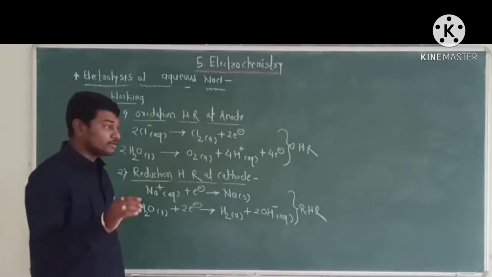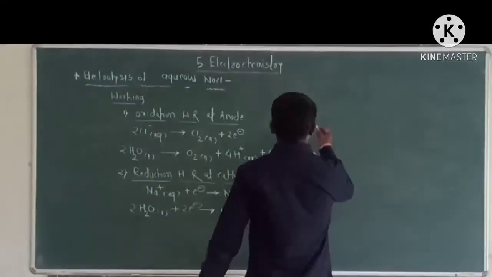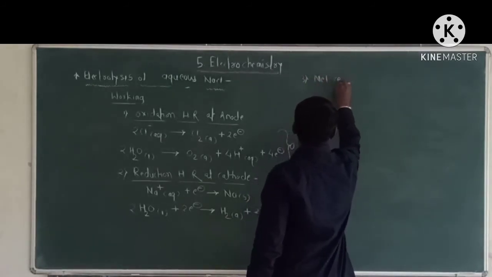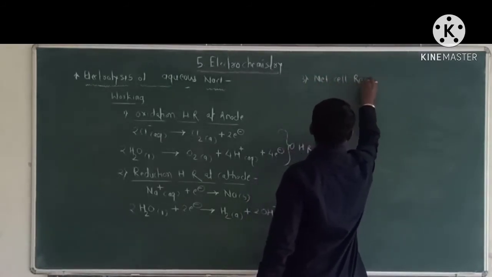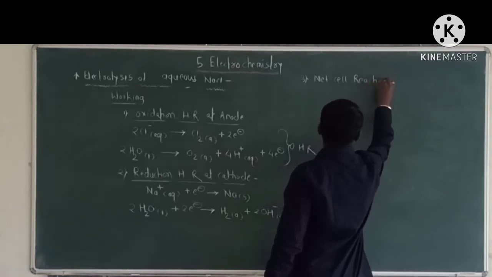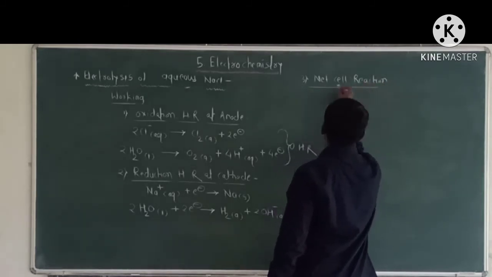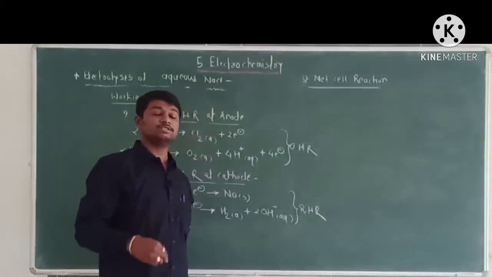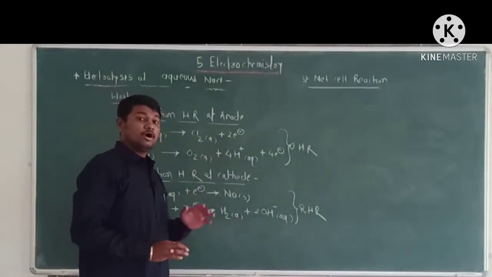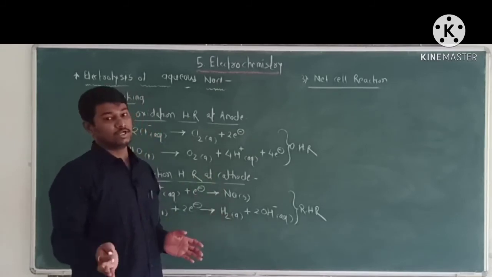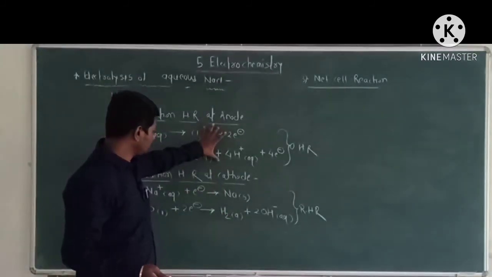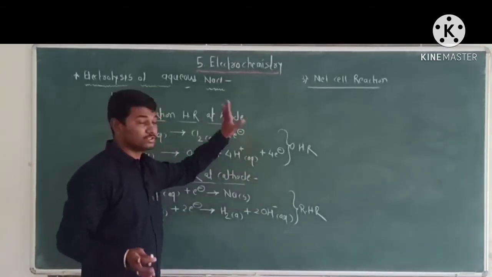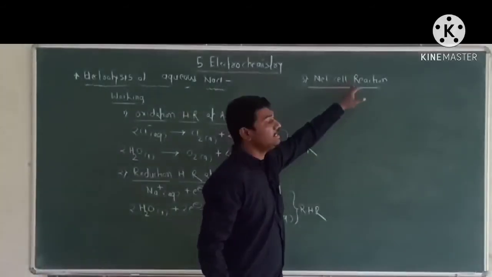Okay. Now net or overall cell reaction. The net cell reaction or overall cell reaction is the sum of the oxidation half reaction and the reduction half reaction.